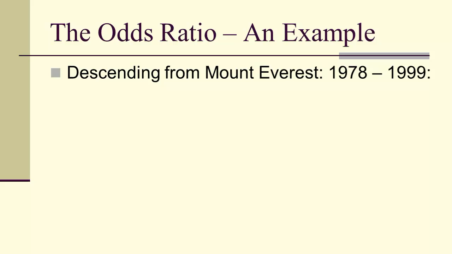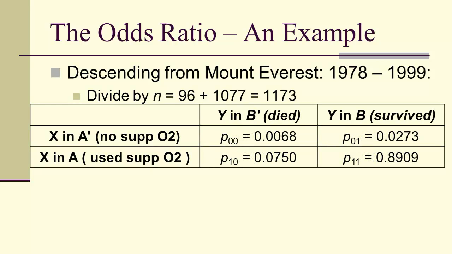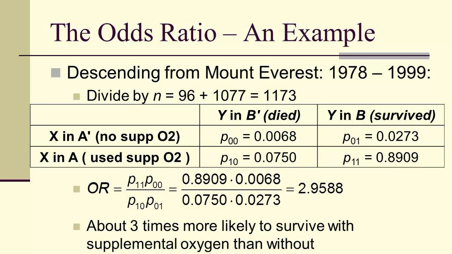So if we look at this in terms of probabilities, we're going to divide by the total number of mountaineers. Then we get these ratios, and so we get the P00, P01, P10, P11. And the odds ratio is therefore going to be about 2.9588. In other words, about 3 times more likely to survive with supplemental oxygen than without.